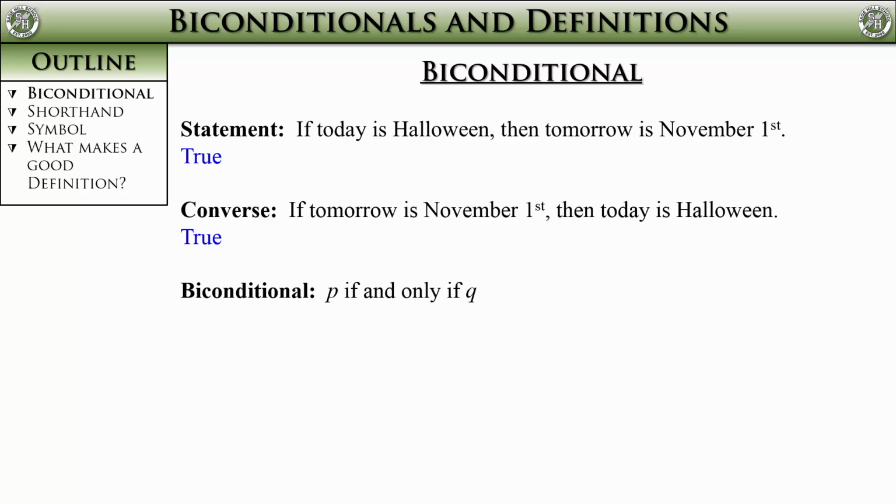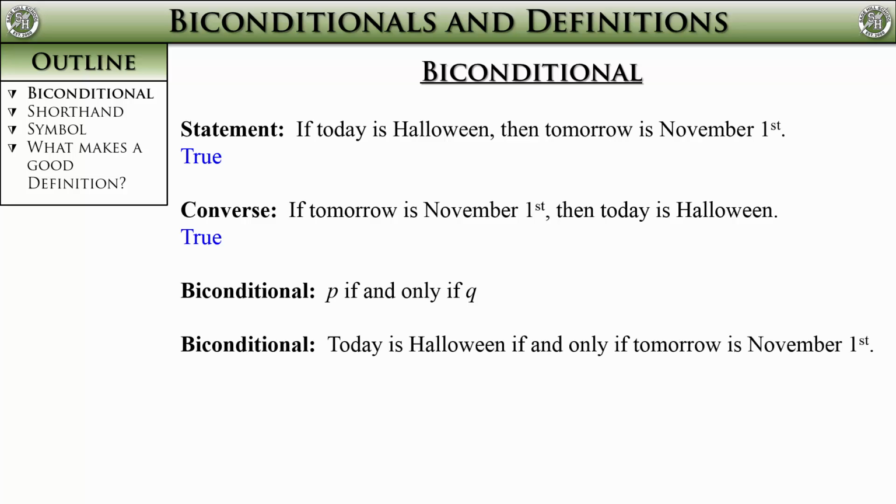So you start with P, the hypothesis of the statement. There is no if or anything else before it. And then you put the phrase, if and only if. And then you put the Q, the conclusion of the statement. In our example, it would look like this. You will need to get used to that phrase, if and only if. It signifies a statement as being universally true, working in every way.